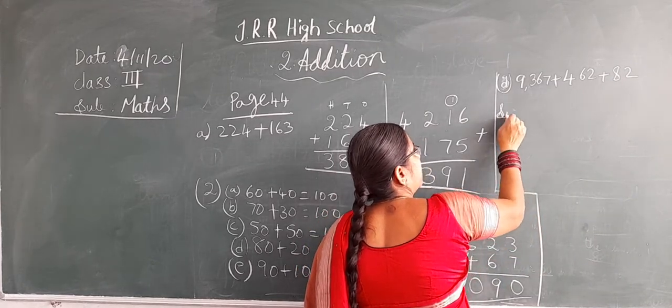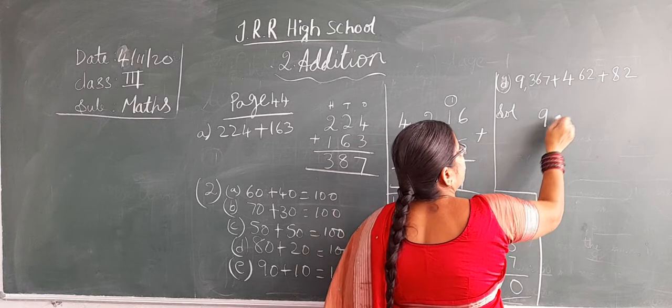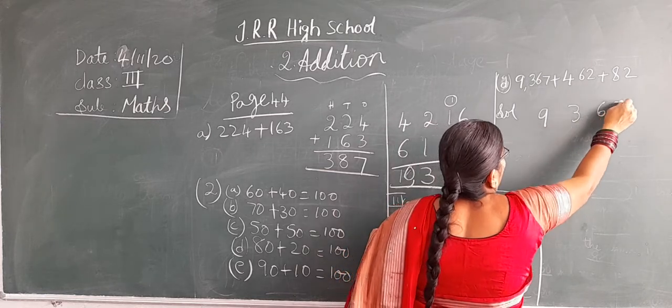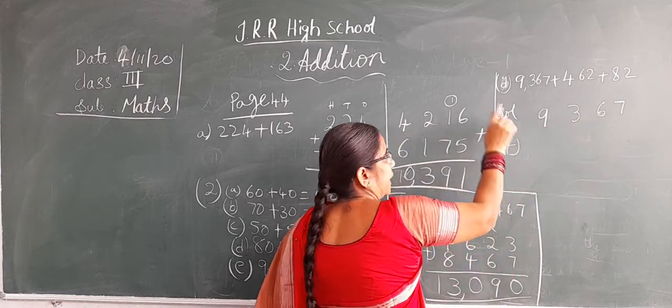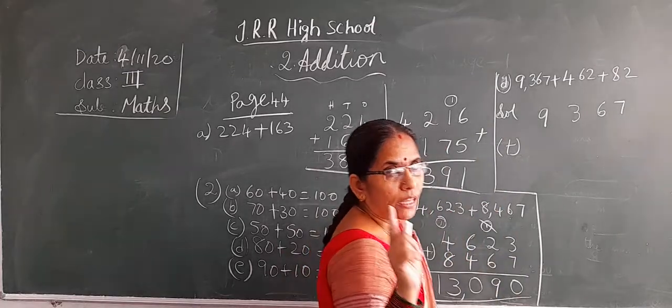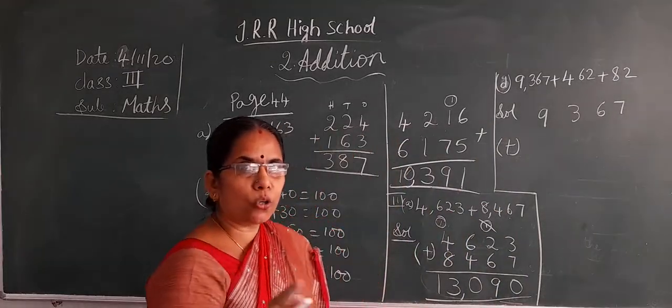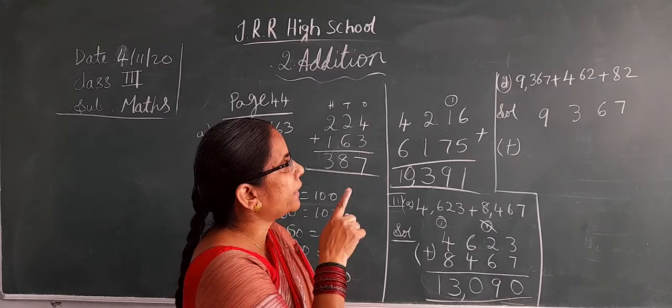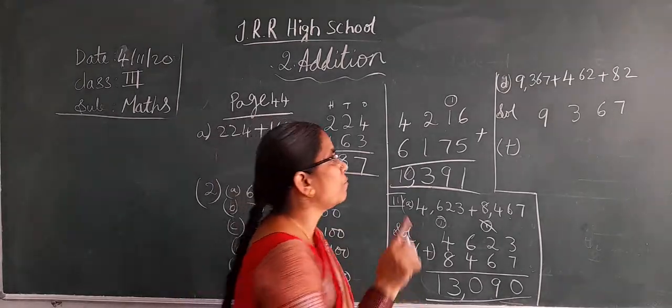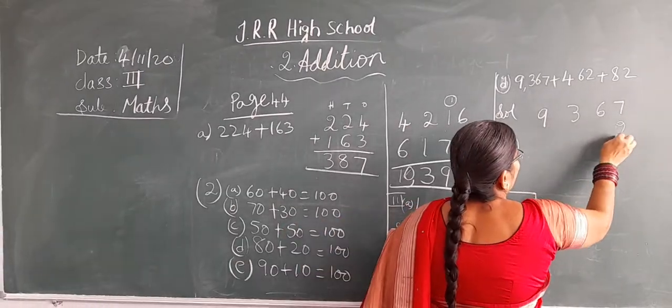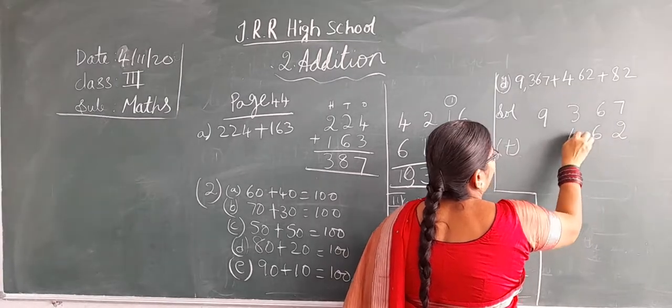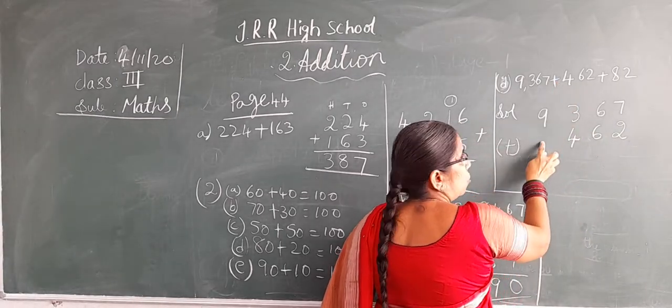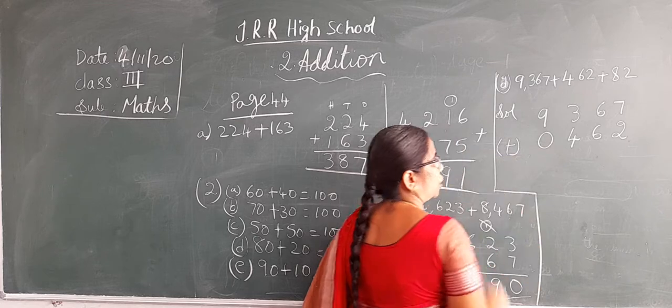First you write the first number, 9,367. Okay. Now when you are writing the second number, start writing from the ones place. Already I told you, once again I am telling. Here 2, 6 and 4. And no thousands place, don't write. If there is no number, you can put 0.